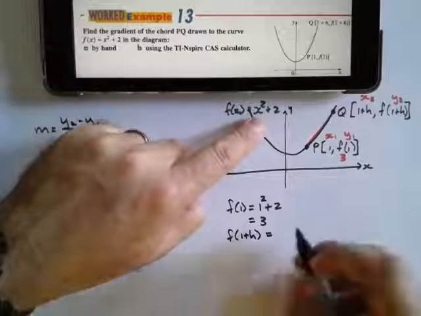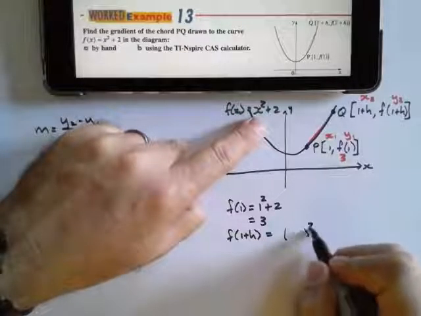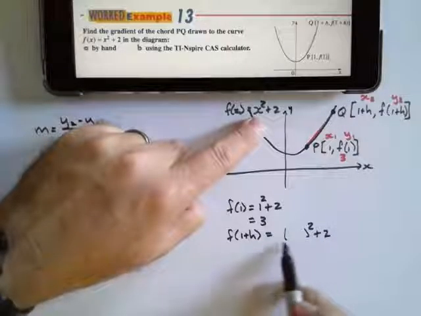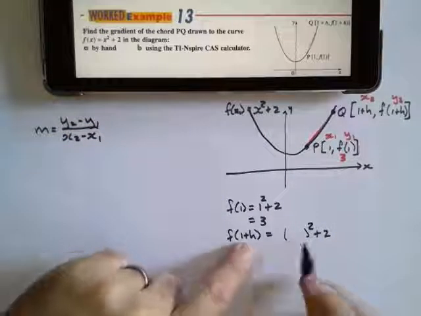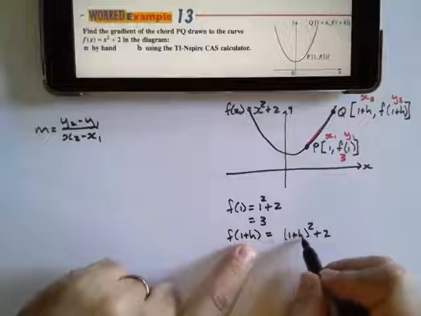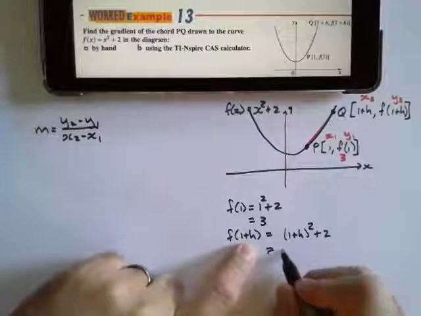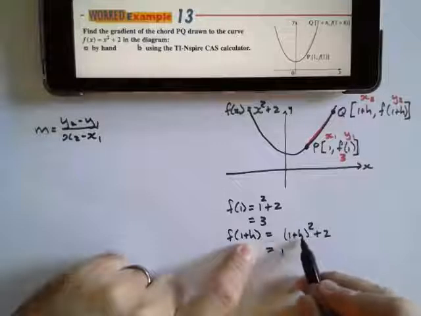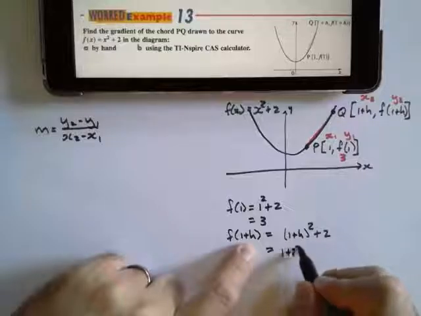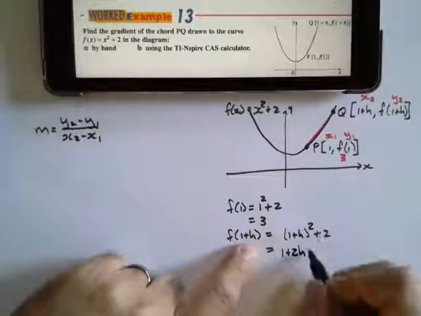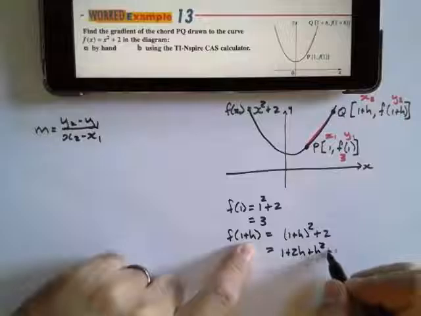Now you're going to use a bracket. It's x squared plus 2. What is x supposed to be? It's not x anymore, it's now 1 plus h. 1 times 1 is 1. 1 times h is 1h, plus another 1h is plus 2h. And h times h is plus h squared, plus that 2.